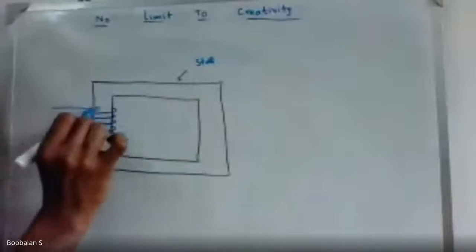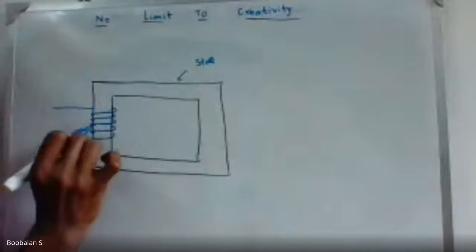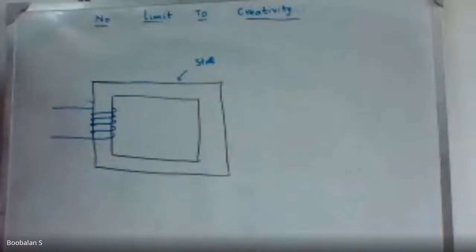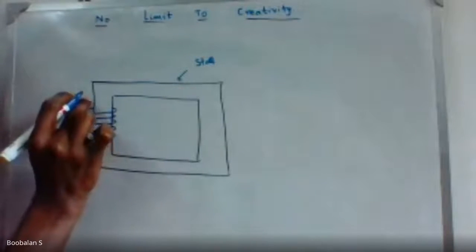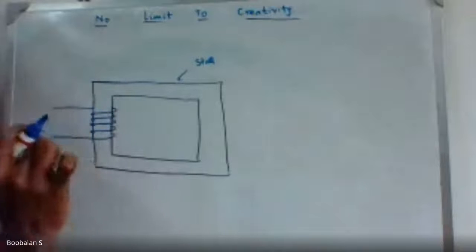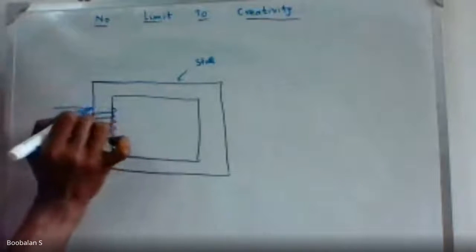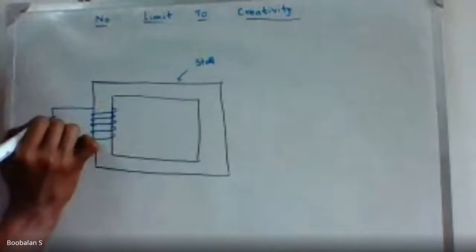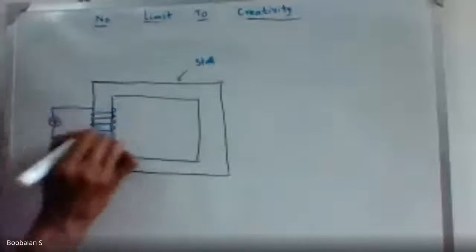I'm going to wind this copper conductor, but before that there will be a paper. There is no direct electrical contact. There is direct mechanical contact, but there is no electrical contact between the steel and the copper conductor. There will be insulation in between, right? So I'll place something like a paper, and after placing the paper I'm going to wind it, right?